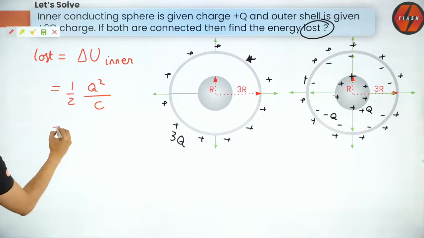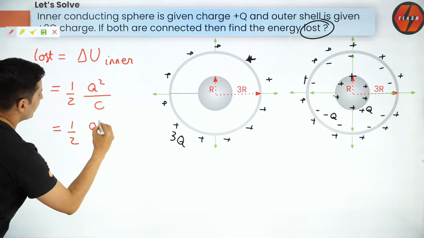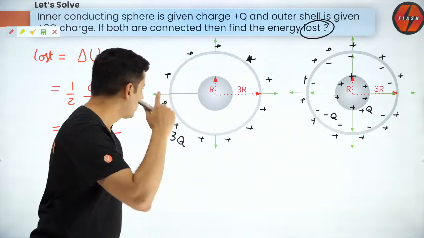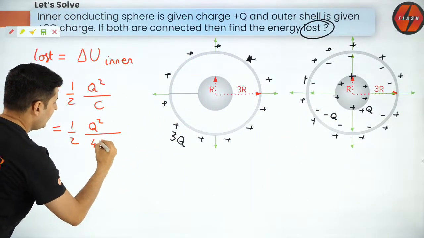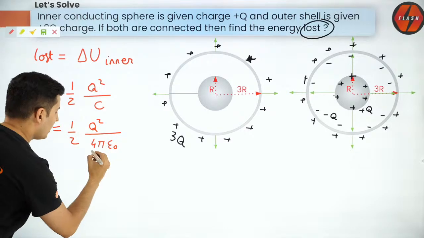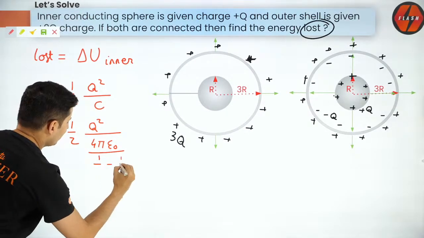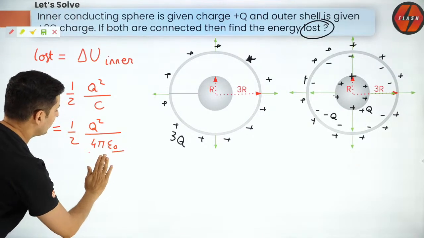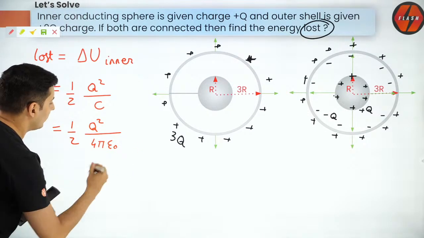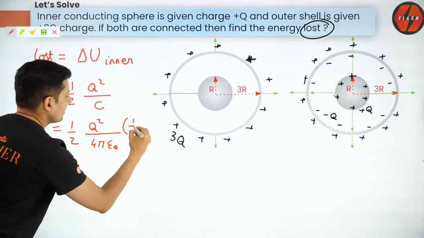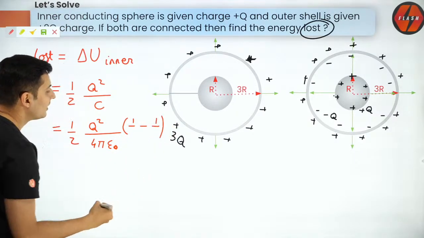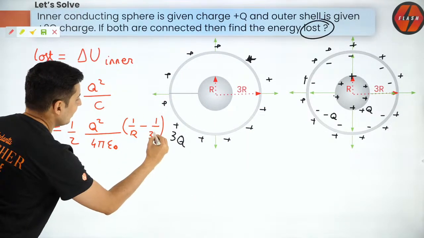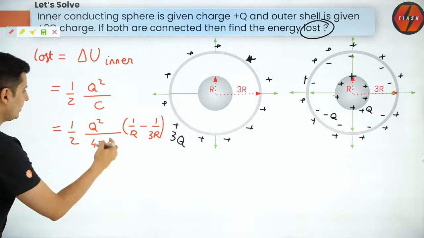Now what is that C, guys? The C for a spherical capacitance: what is it? 4 pi epsilon naught upon 1 by something minus 1 by something. If you don't like to write it over here, no problem. Write it slightly on the top. So it will be 1 by something minus 1 by something. What is that something? It will be R and 3R. That's it. So now solve this.